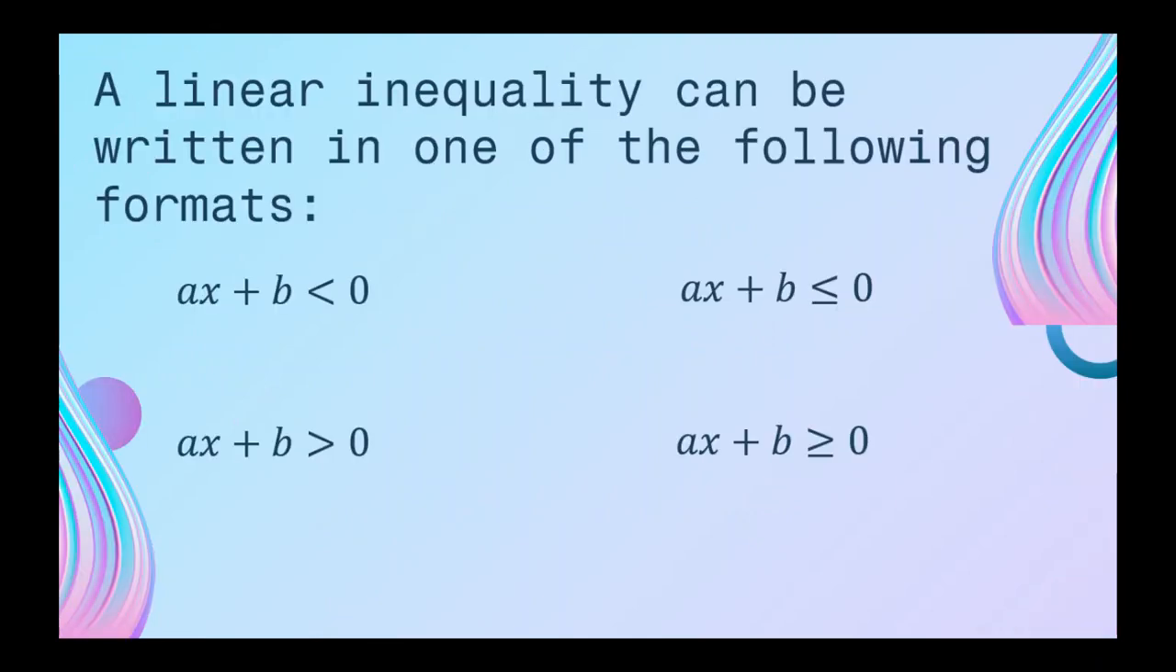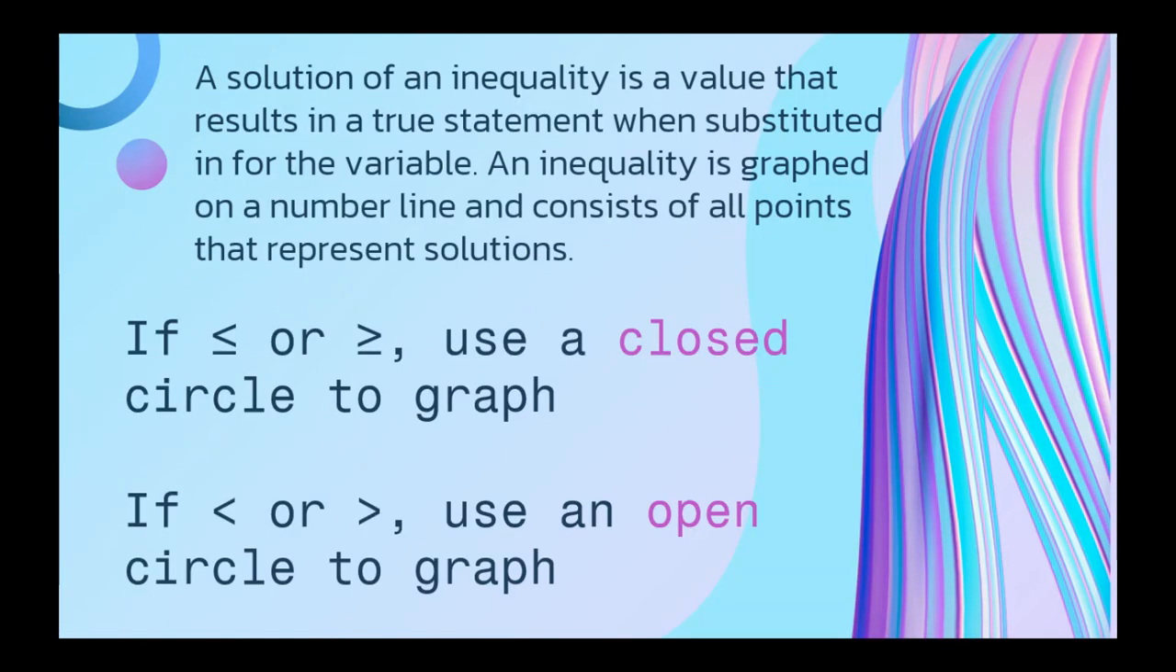So the first thing we need to know is about inequalities themselves. A linear inequality can be written in a couple of different ways. Now notice these are all exactly the same except for the inequality signs. So you have a less than, you have a greater than, you have a less than or equal to, and a greater than or equal to. Otherwise, they look exactly like a linear equation. And the nice thing is you solve them the same way.